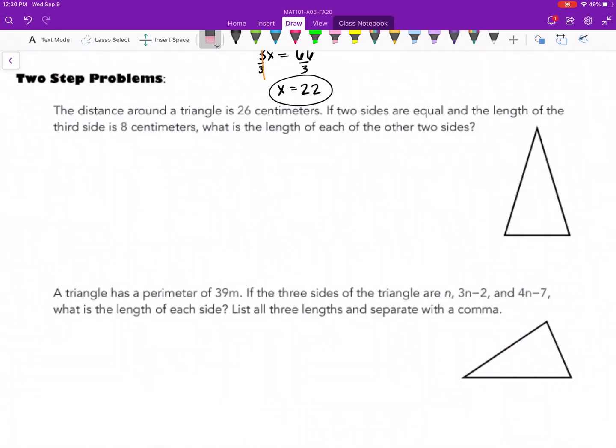Hey guys, so I just wanted to take a second to do these last three problems that we didn't get to in class today in the notes.